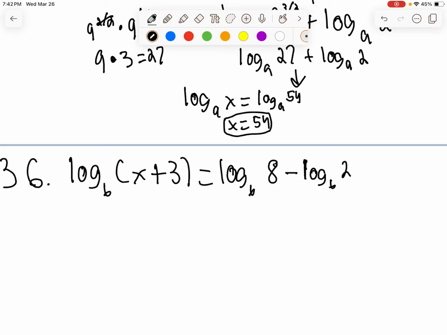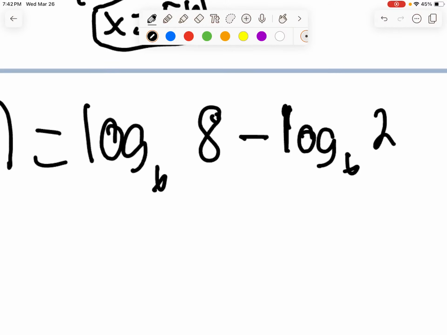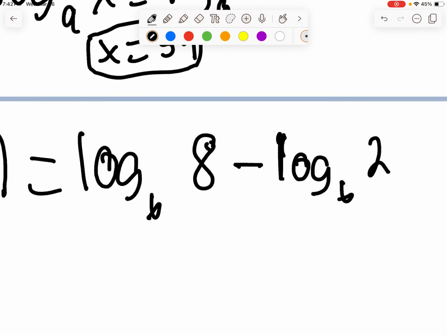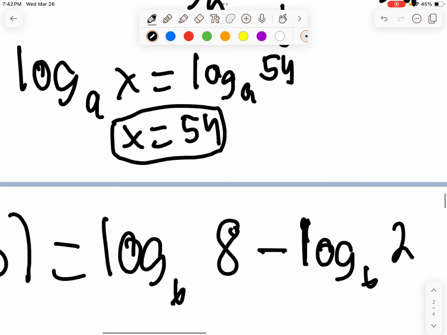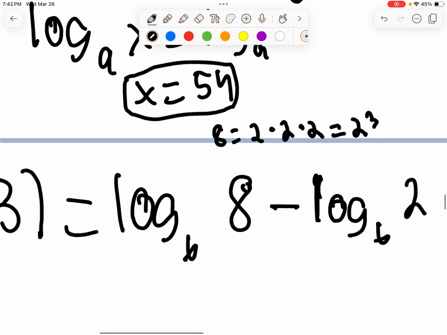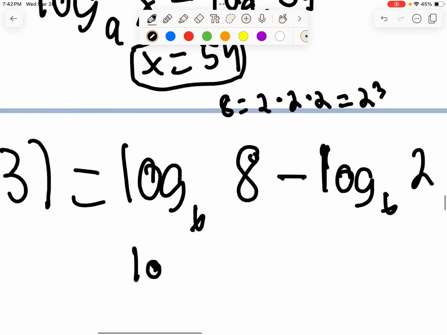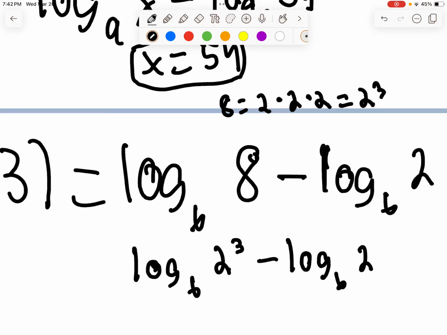Alright. So what can we do? I think if we could rewrite both of these numbers in terms of the other, that'd be good. So we raise 2 times 2 times 2, that's 2 times 3, so we get log base B of 2/3 minus log base B of 2.